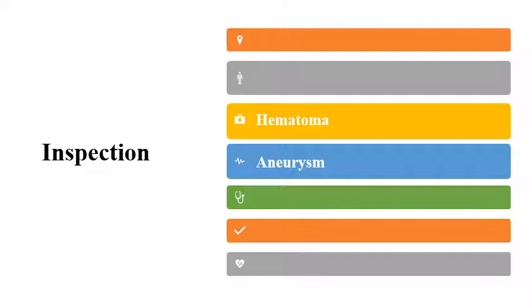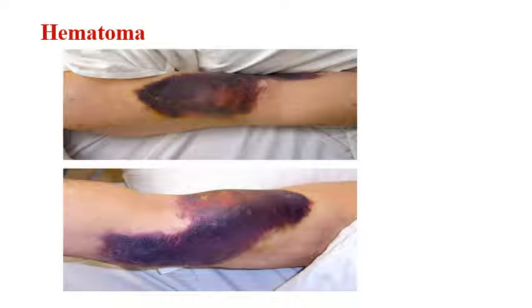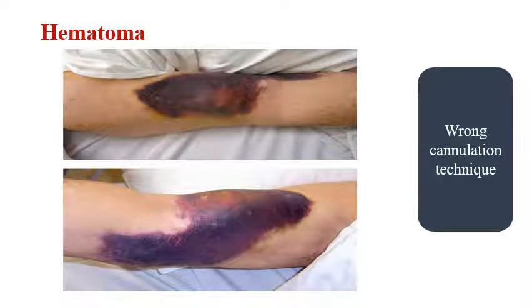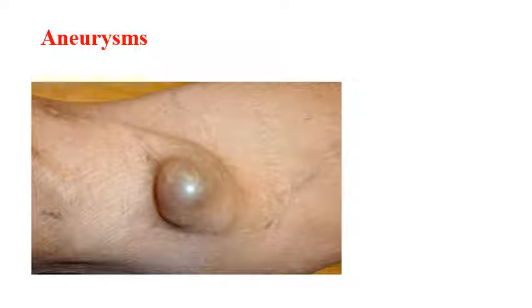After the site and signs of inflammation, now we have to see if there is swelling, hematoma and aneurysm. This is a hematoma at the site of the AV fistula. If you find it, you can describe that there is a hematoma at the site, usually due to the wrong cannulation technique of the AV fistula. Then this is the aneurysm. The aneurysm is an enlarged part of the fistula like this.